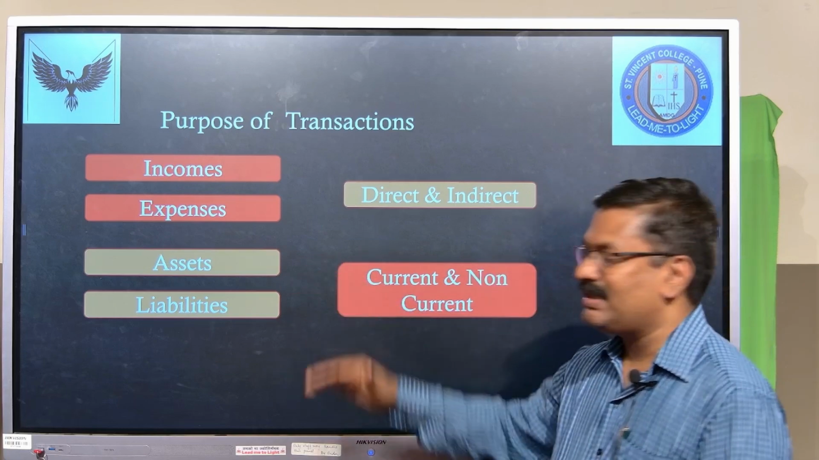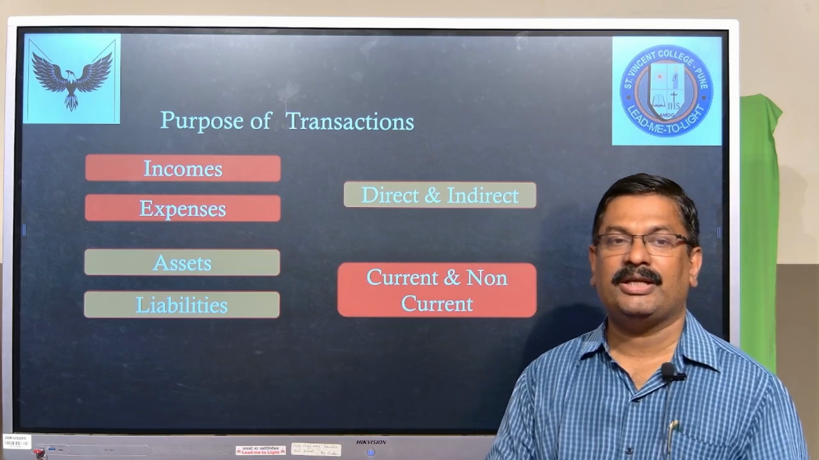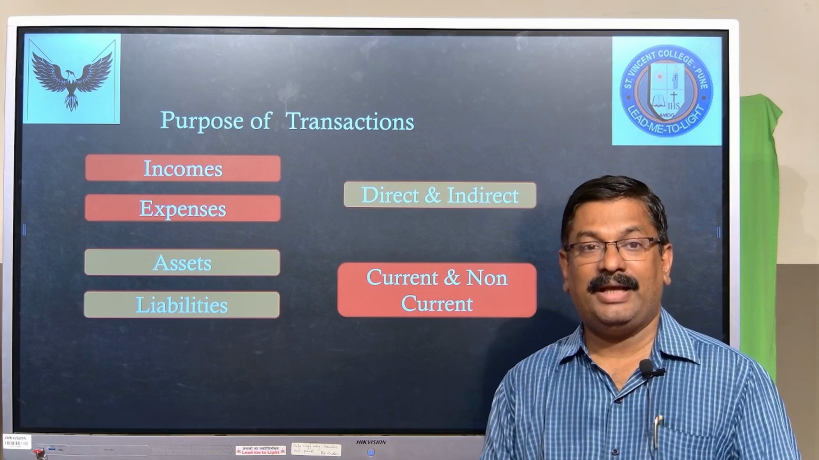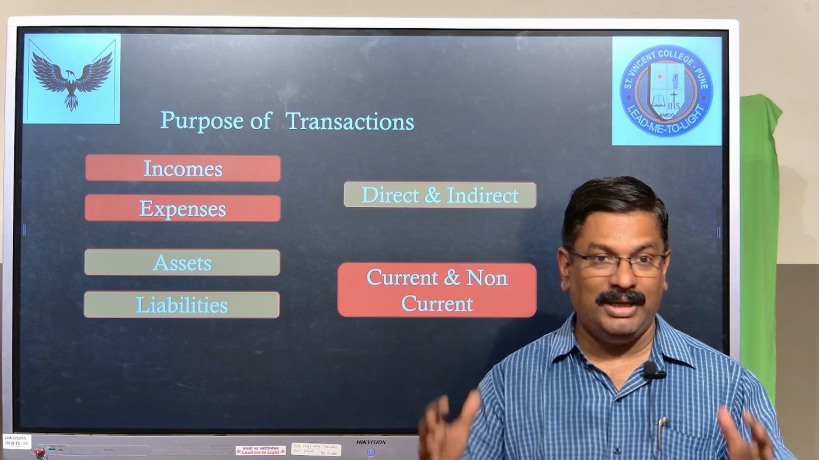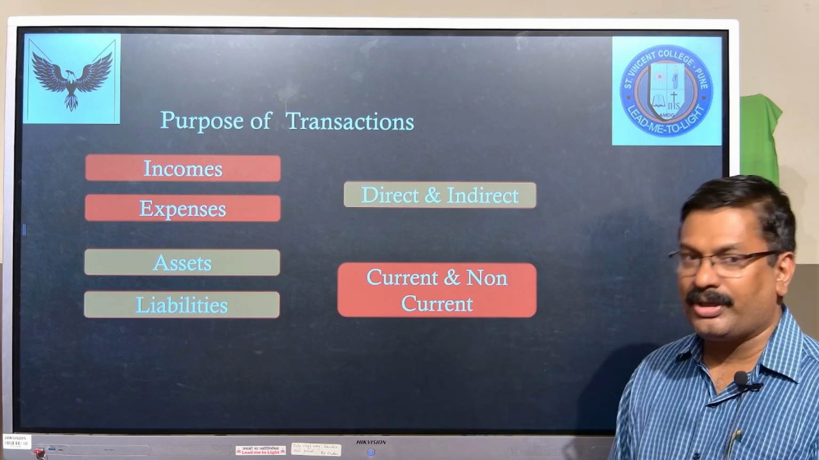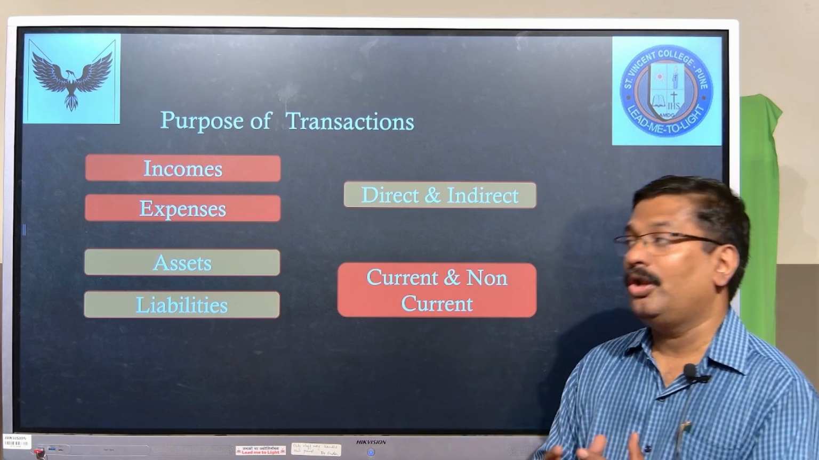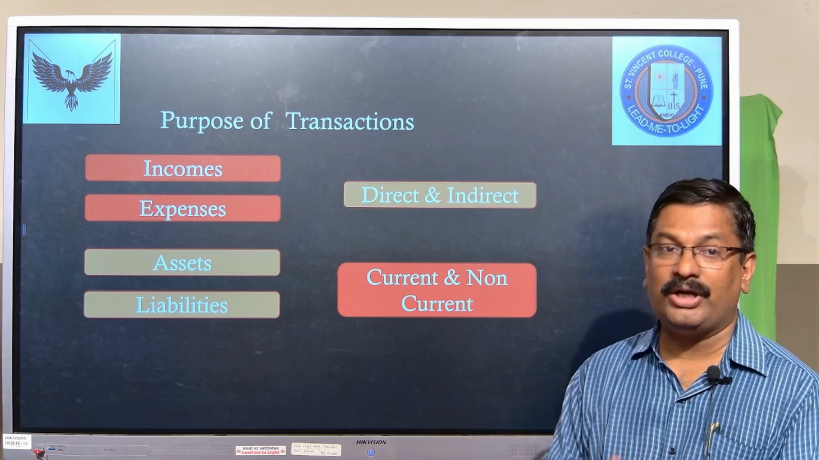Same way, assets and liabilities have been classified into basically two. When I say assets, I have assets which I am going to use for a longer period. My building, my furniture, my computer, these are called long term assets, otherwise called non-current assets.